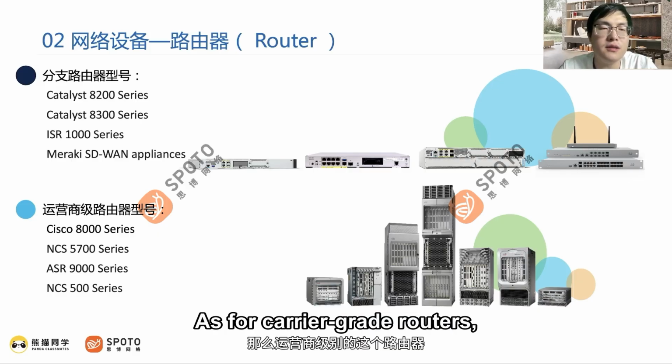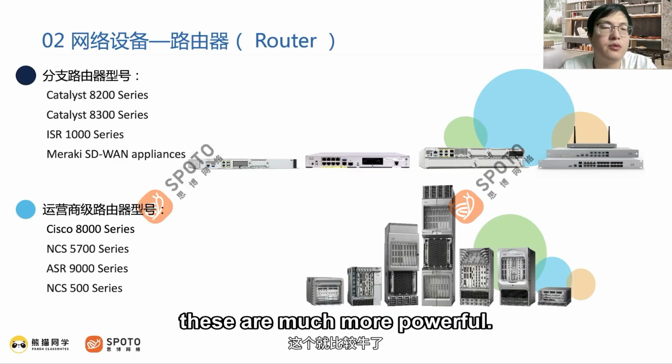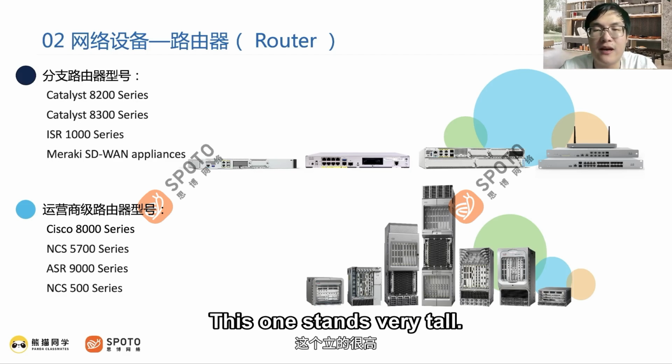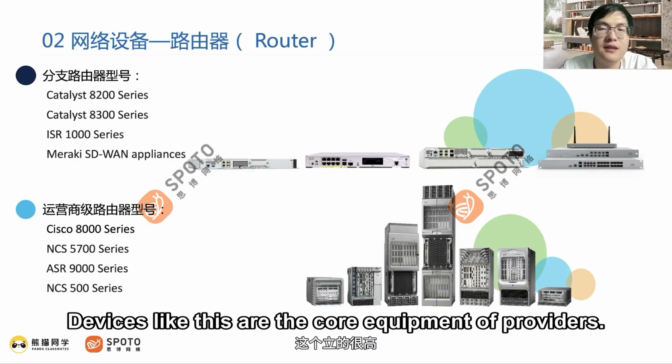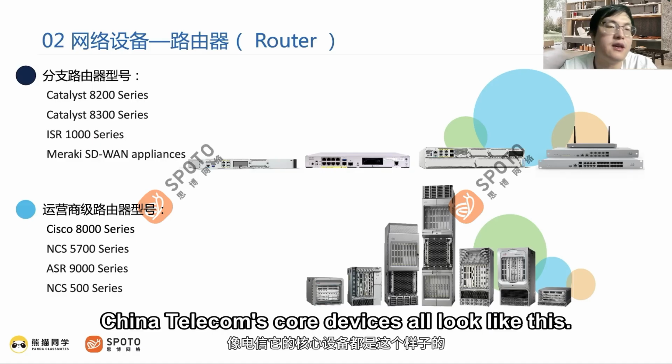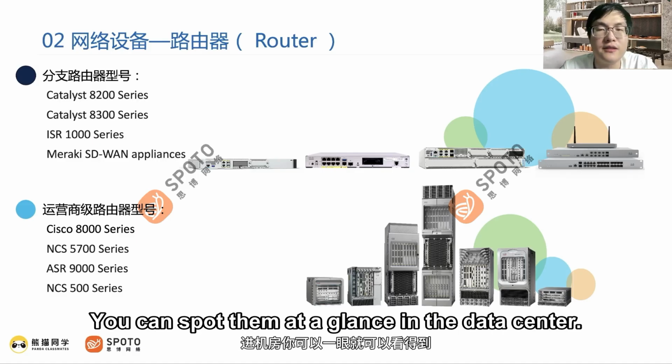As for carrier-grade routers, these are much more powerful. Like the device in the middle of our diagram, right? This one stands very tall. Devices like this are the core equipment of providers. Like China Telecom's. China Telecom's core devices all look like this. You can spot them at a glance in the data center.